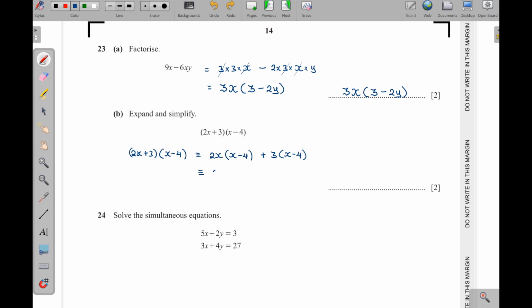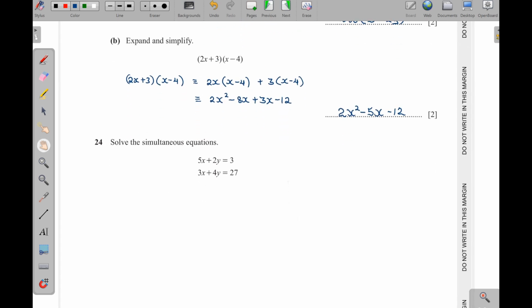So then what are we going to get here? 2x times x, you get 2x squared. Then 2x times negative 4, you get negative 8x. 3 times x, of course you get 3x. And then 3 times negative 4, you get negative 12. And then this one simplified, it will be 2x squared, and then minus 8 plus 3, that one will be minus 5x, then minus 12 here. So that is that.